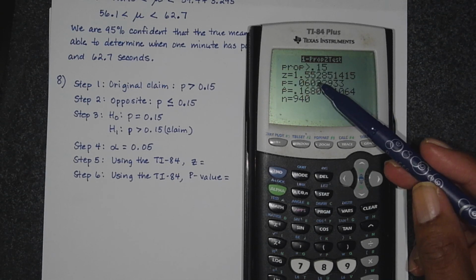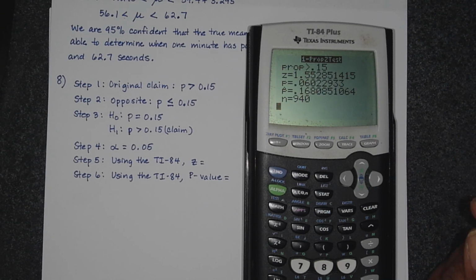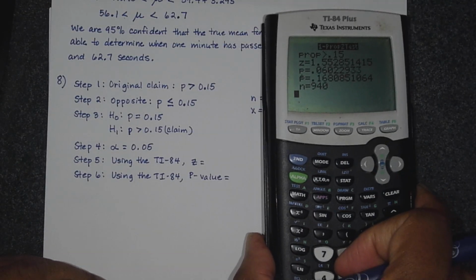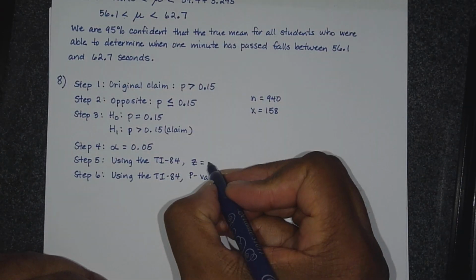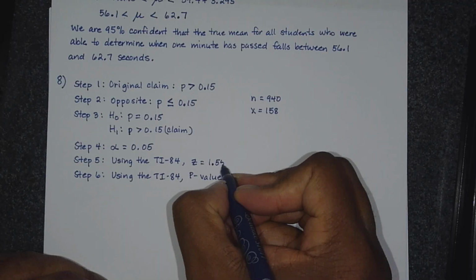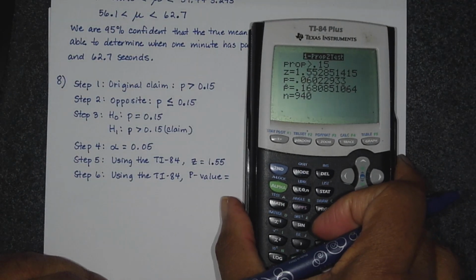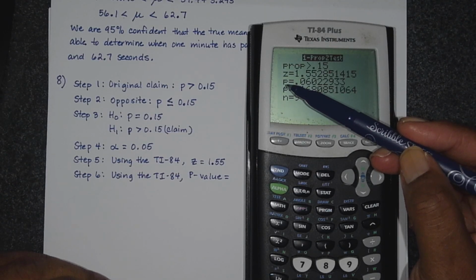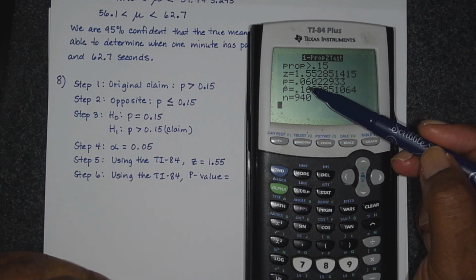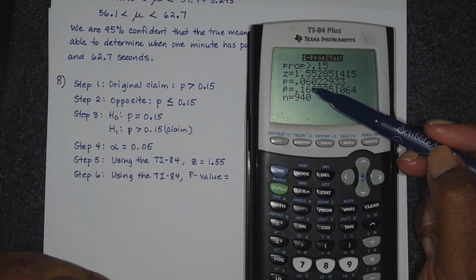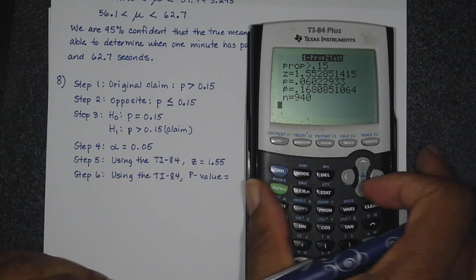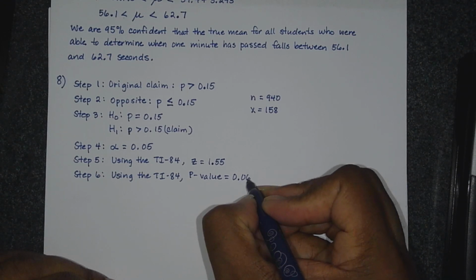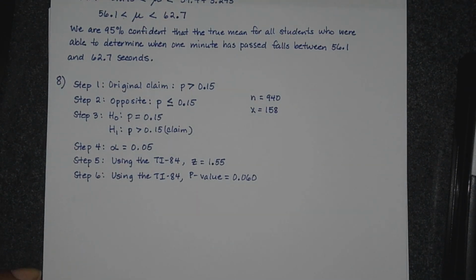And my Z value, I'm going to round this to 2 decimal places, which is 1.55. And then for the P value, right underneath the Z is a lowercase p. That's your P value. To 3 decimal places, what would that value be? 0.060. That's your P value.